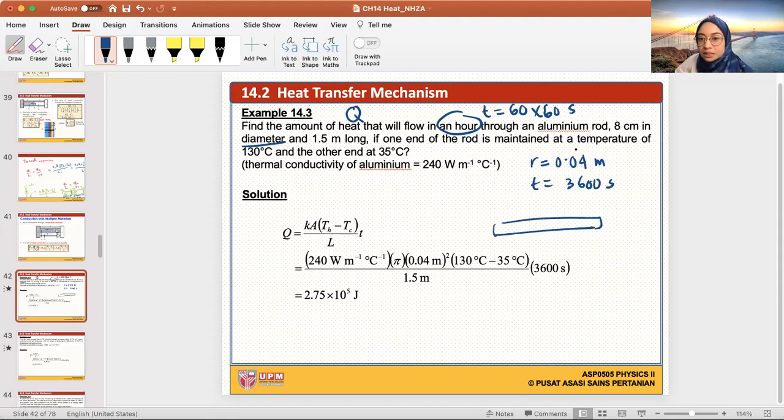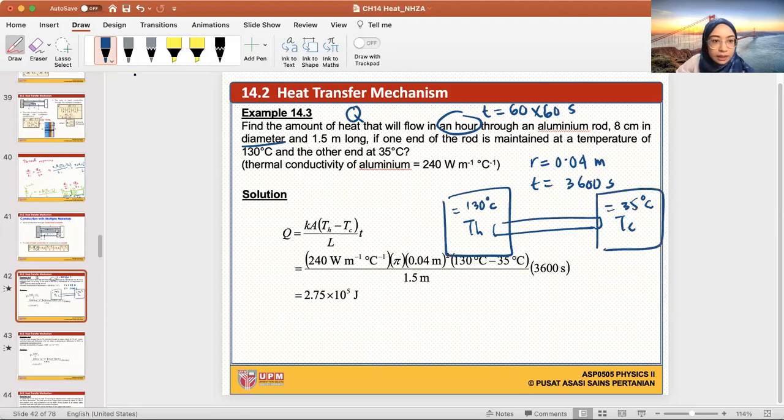And if one end of the rod, so this is our rod, we only have one material here, thank God, maintained at a temperature of 130 degrees Celsius. So your TH, this guy is 130 degrees Celsius. And your TC is 35 degrees Celsius. So that is how you start the problem. Okay. Abaikan yang ni. Okay, so this is the source. Thermal conductivity of aluminum is 240 watt per meter per second. So this guy is your K. Okay, so use your equation Q over T, K, just 240.